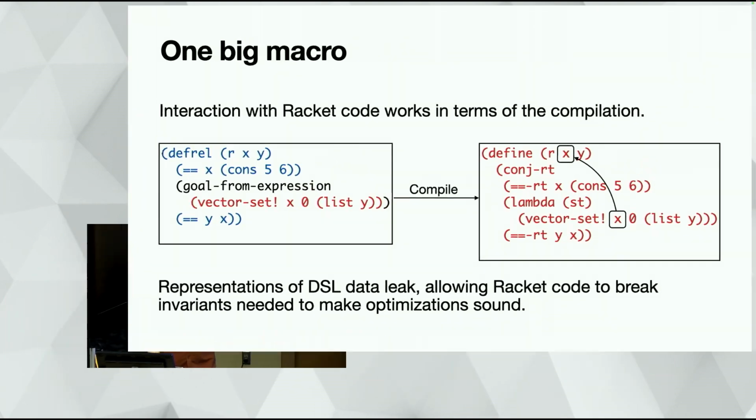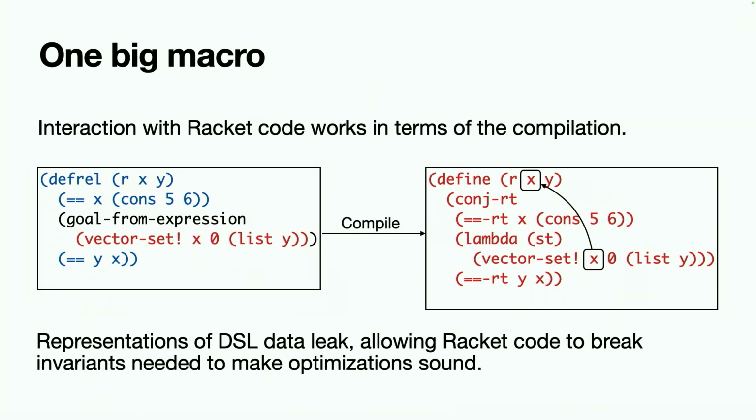And then finally, another big challenge here is the interaction between our DSL code and Racket code and the way that interaction is sort of mediated. If we write one big macro, the way it's mediated is in terms of whatever we compile to, right? And so we have to sort of be careful about what we compile to. So here's a particular example of that. We have a relation definition.